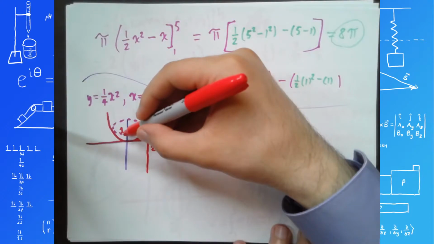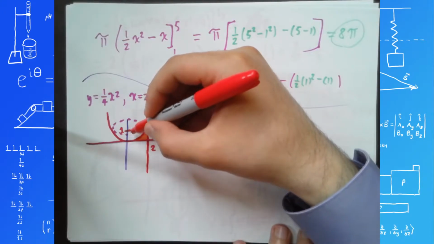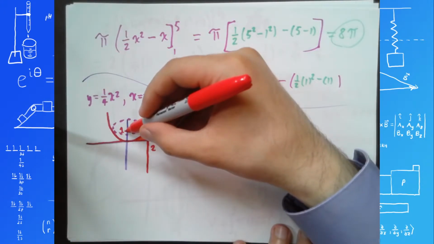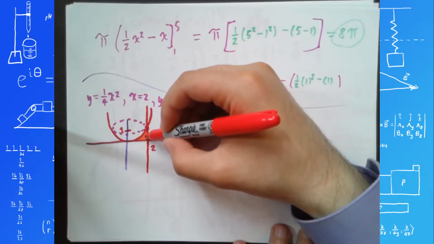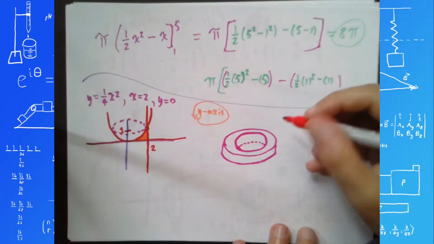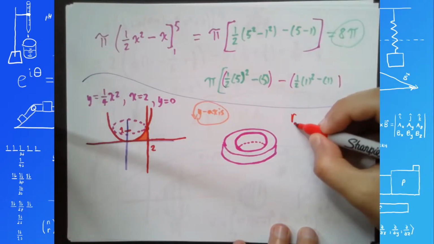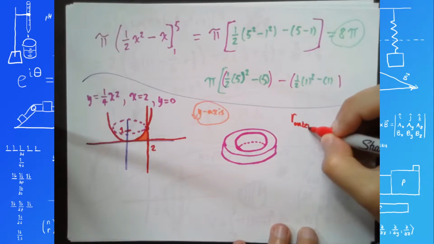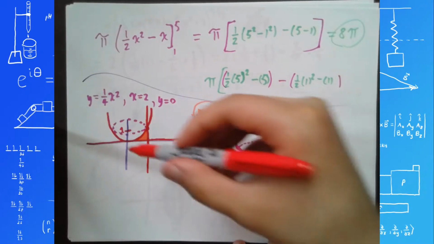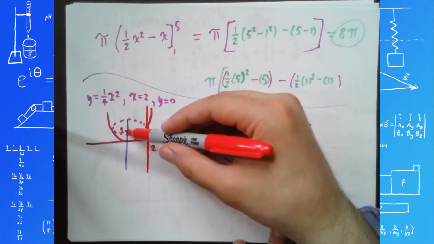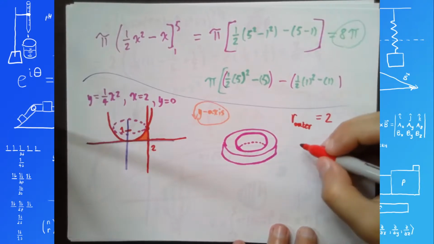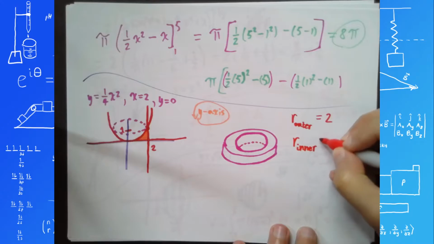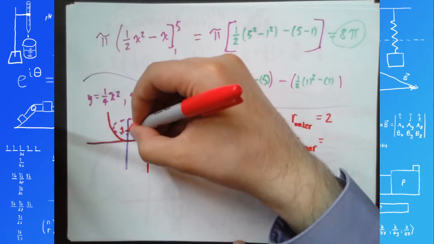It looks like the radius of each outer disc is just going to go from the y-axis all the way to the x equals 2 line for every point in this region. So our outer radius, from x equals 0 to x equals 2, is just a constant 2.